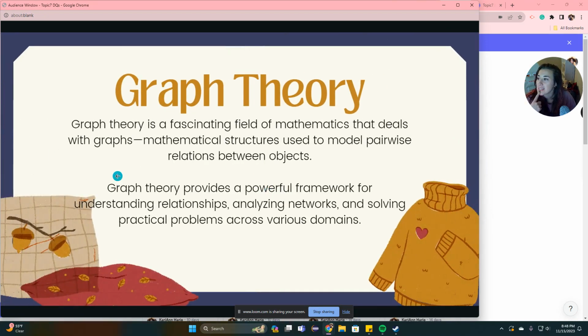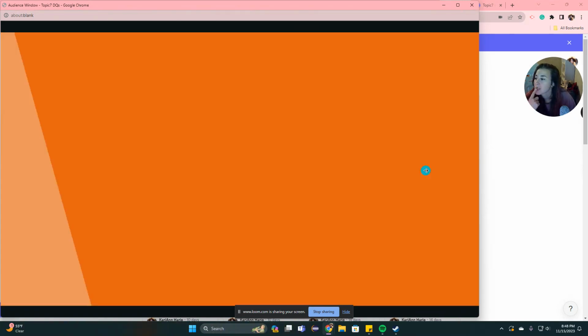So graph theory is a fascinating field of mathematics that deals with graphs, mathematical structures used to model pairwise relations between objects. Graph theory provides a powerful framework for understanding relationships, analyzing networks, and solving practical problems across various domains.